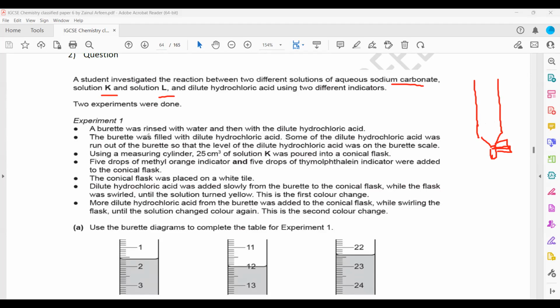What is the reason for doing this step? To remove any trapped air present, or remove the air from the burette. That's why we did this. Then we took a measuring cylinder, and using the measuring cylinder, we took 25 cm cube of solution K and transferred that into a conical flask.